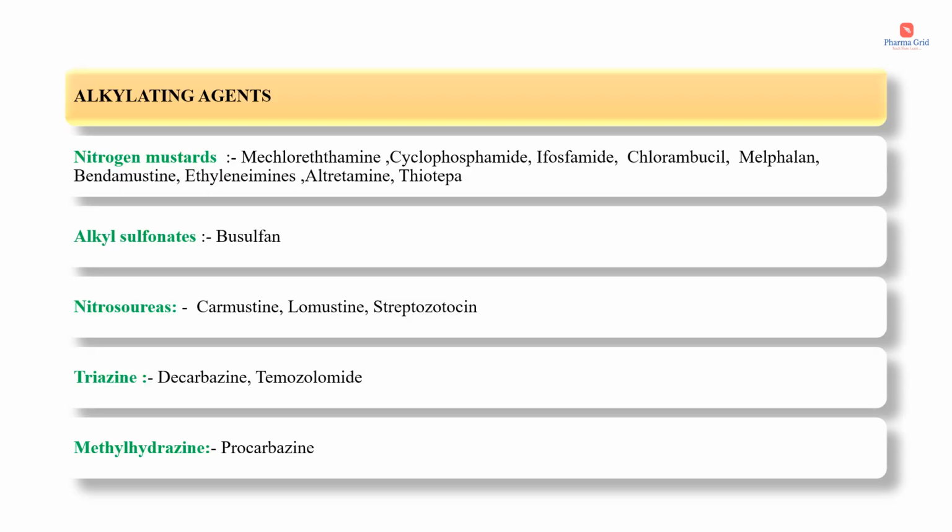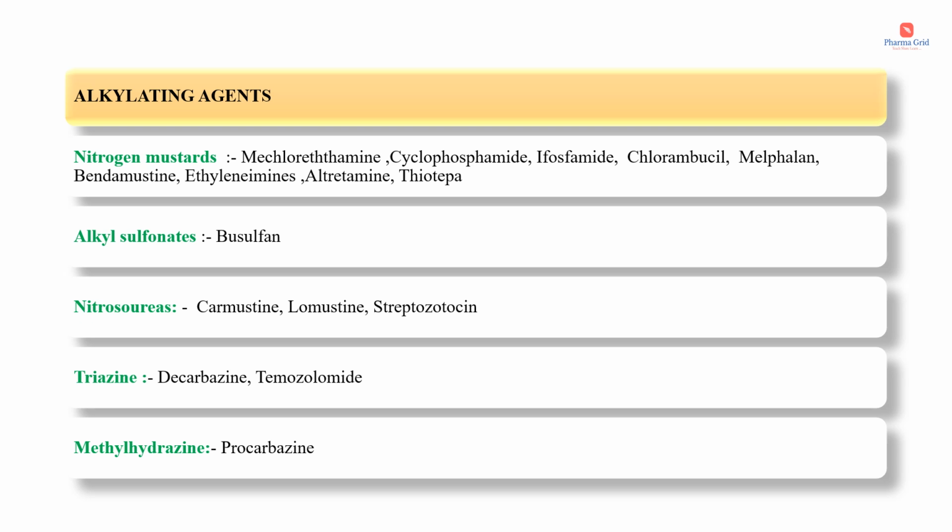So we have already discussed two important categories of anti-cancer drugs, that is antimetabolites as well as antibiotics. So the next category is alkylating agents. Now we will discuss the drugs that come under alkylating agents. First one is nitrogen mustards.